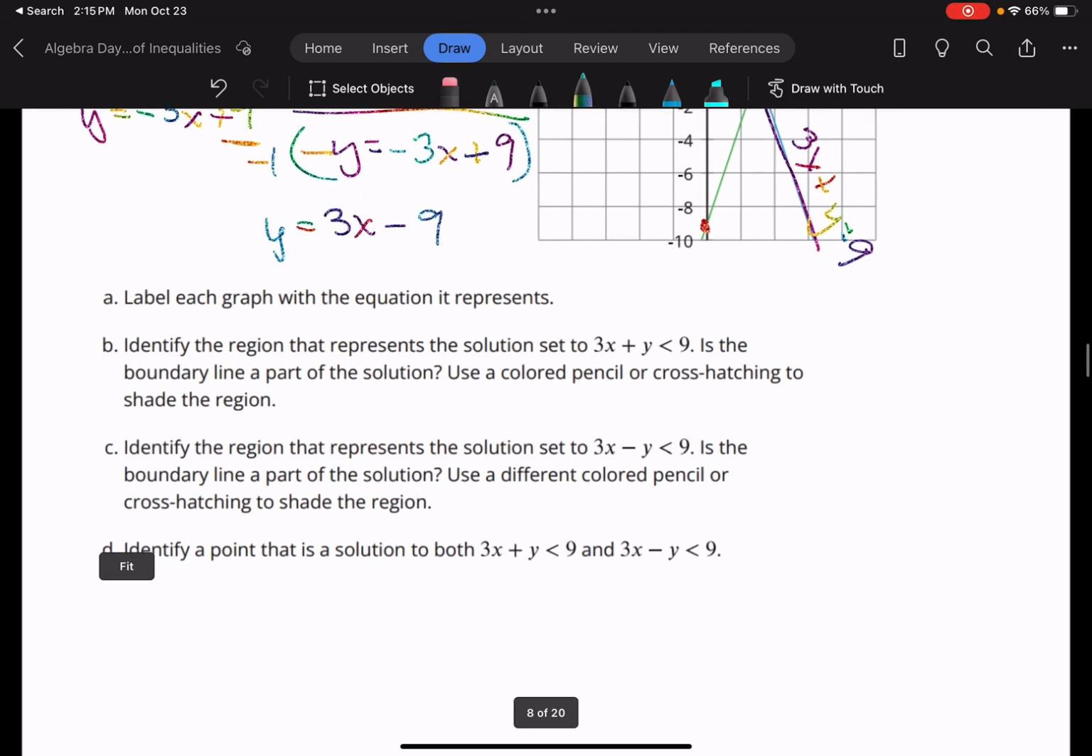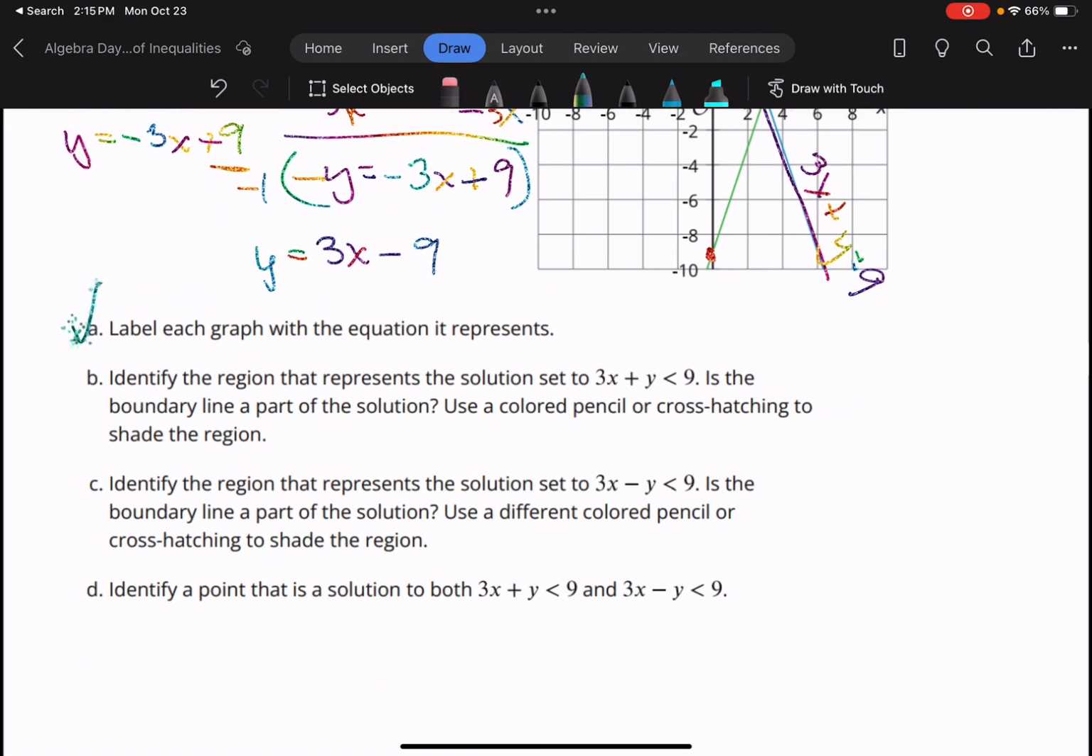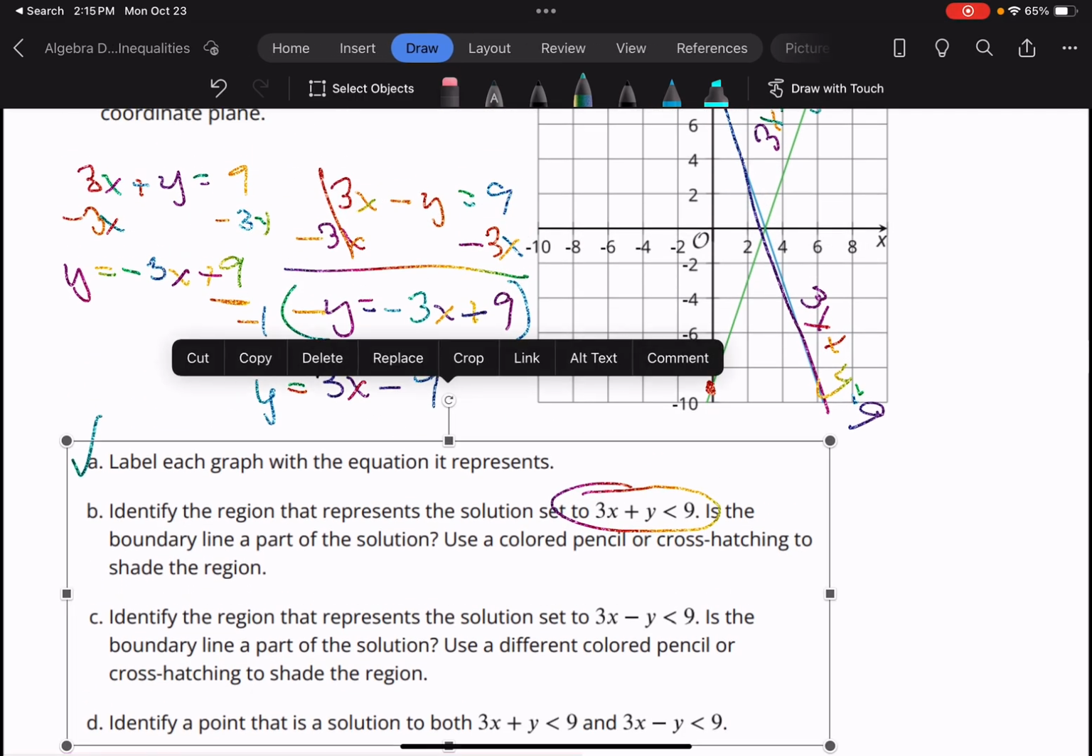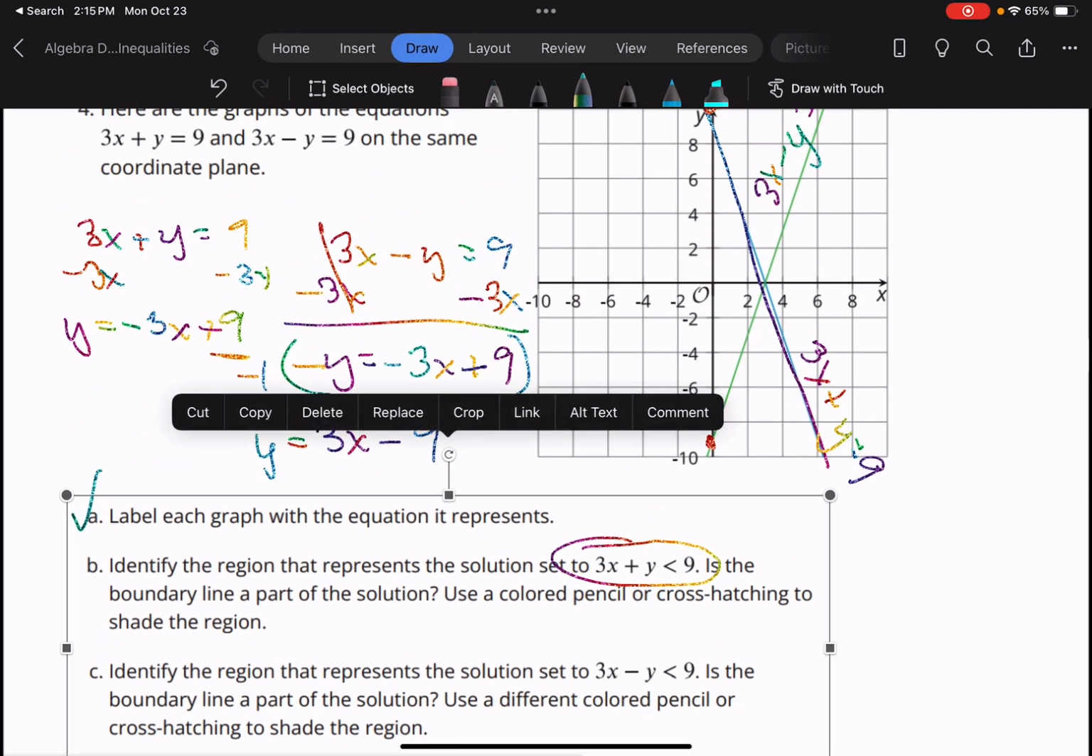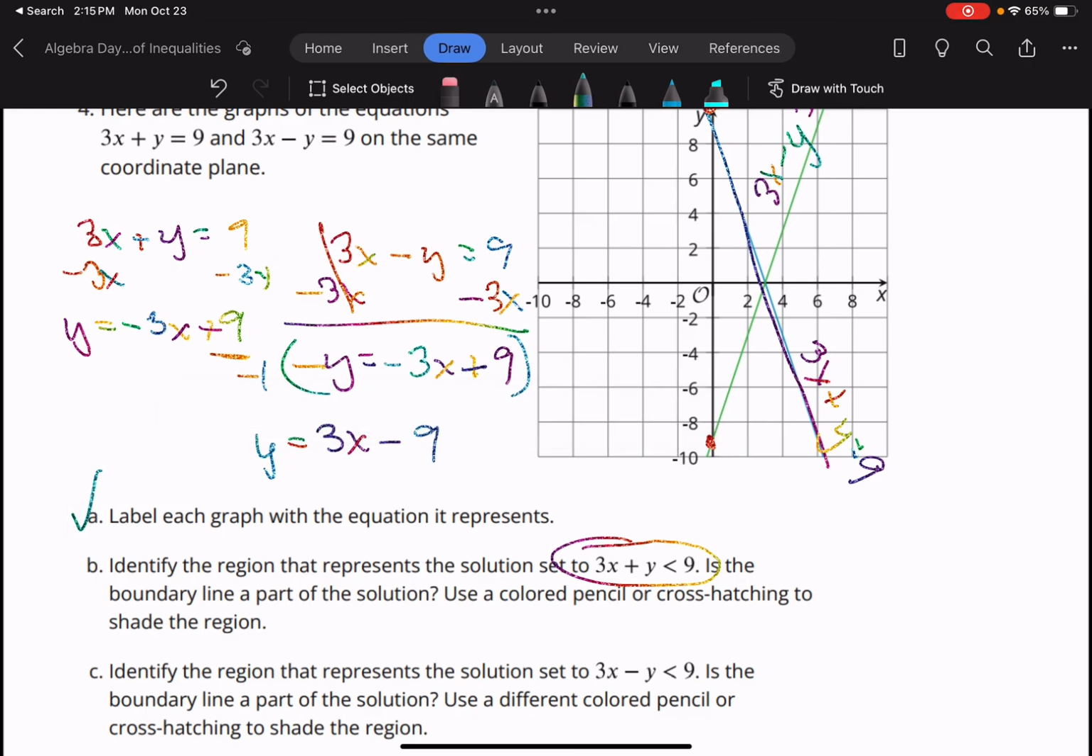All right, so it says label each graph with the equation it represents. We did that. Identify the region that represents the solution set to 3x plus y is less than 9. Is the boundary line part of the solution? So we have to shade in the region. So for this line right here, if it is less than 9, then let's try to plug in a number and see if it works.